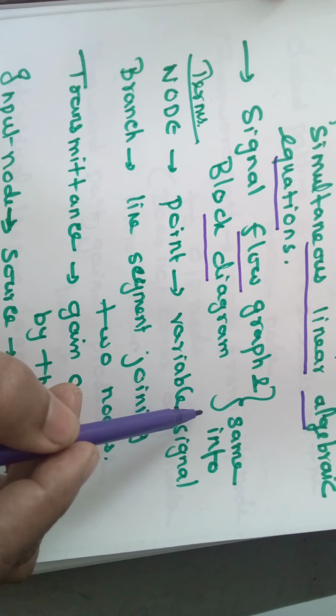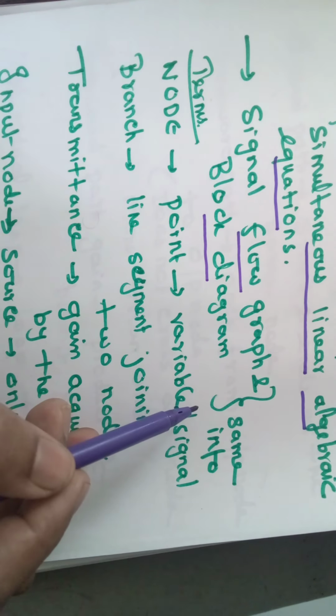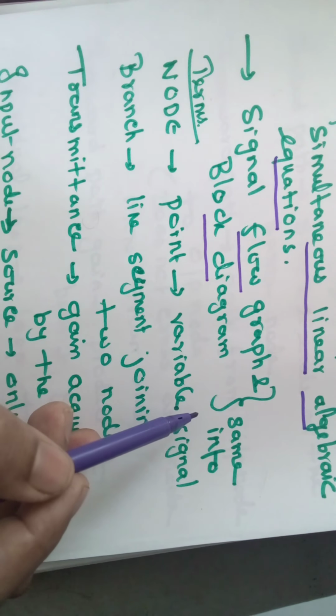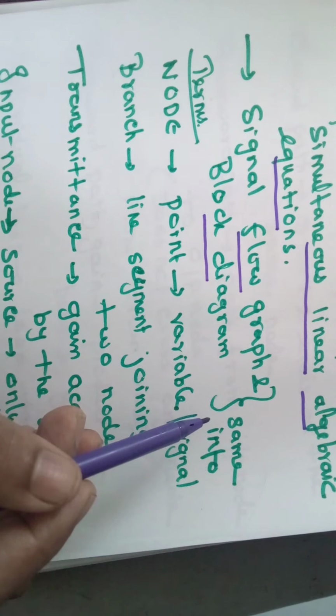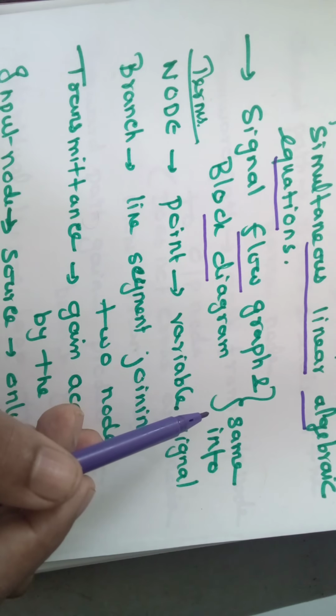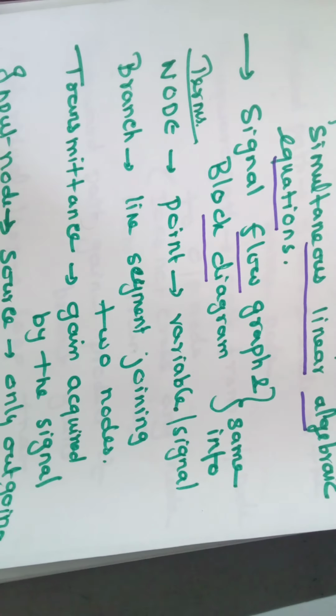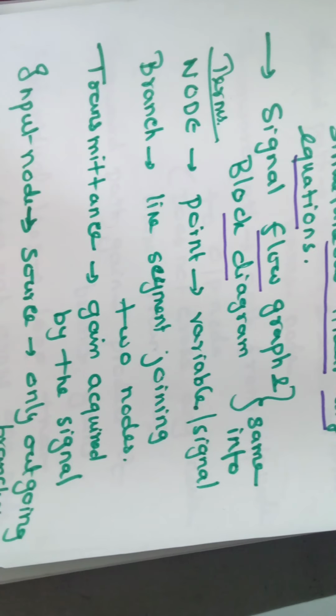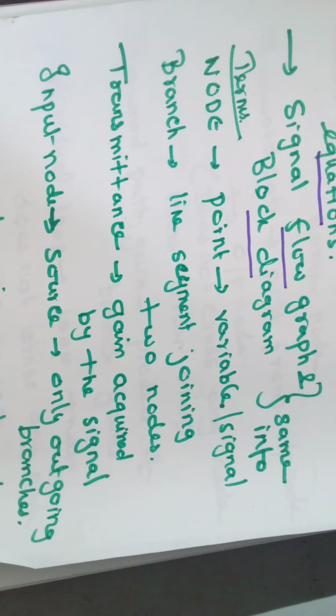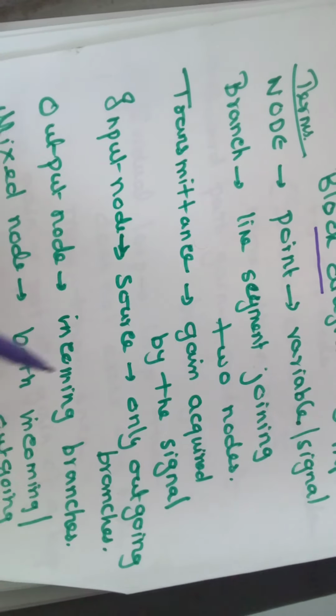To find the transfer function, we can reduce the signal flow graph in a similar manner to block diagram reduction. So both these diagrams give the same information. So let us see the terms that are used in the signal flow graph representation.